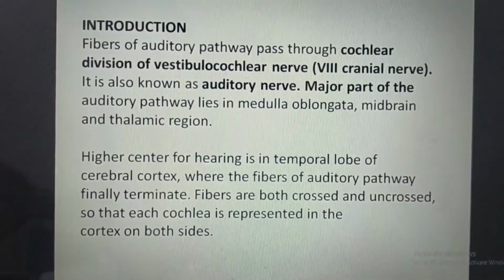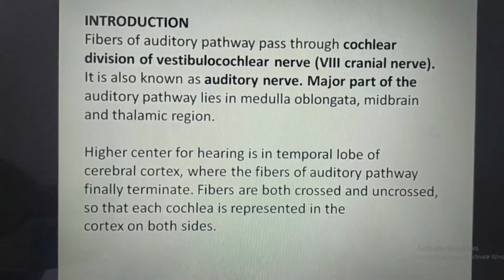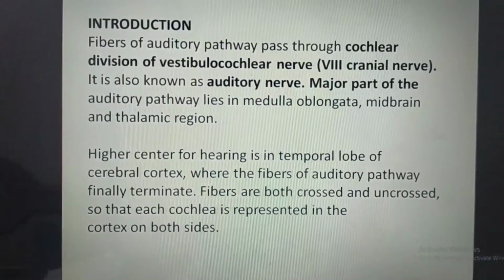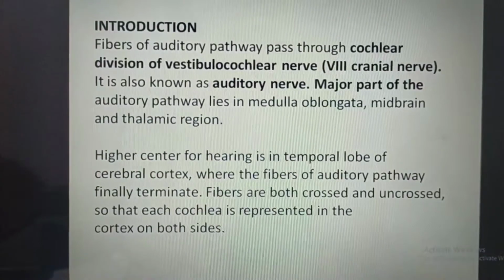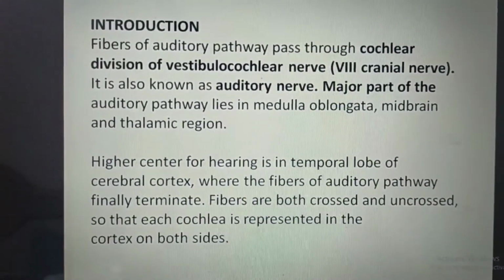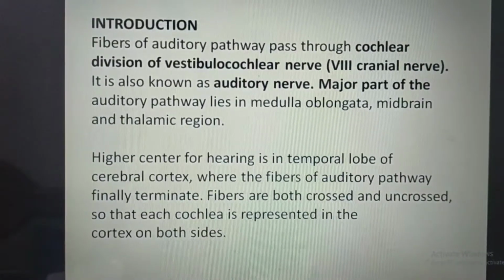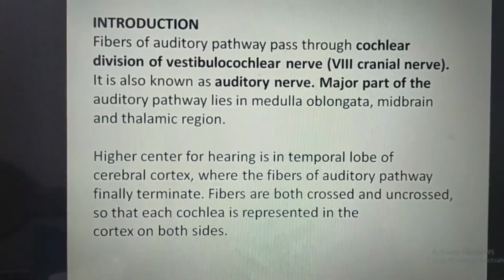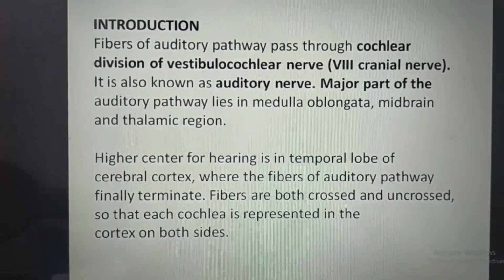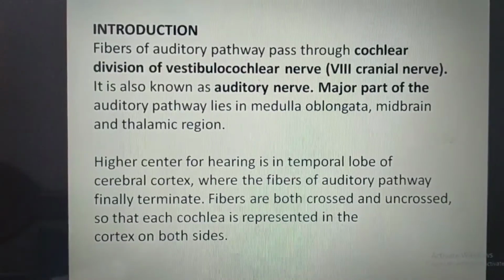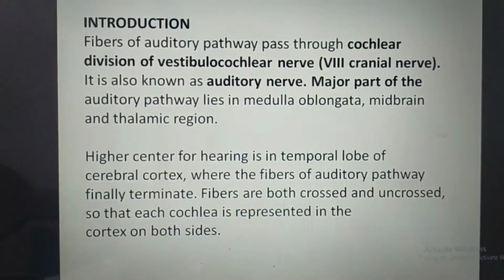Fibers of the auditory pathway pass through the cochlear division of the vestibulocochlear nerve. It is also known as the auditory nerve. The major part of the auditory pathway lies in the medulla oblongata, midbrain, and thalamic region. The higher center for hearing is in the temporal lobe of the cerebral cortex, where the fibers of the auditory pathway finally terminate. Fibers are both crossed and uncrossed, so that each cochlea is represented in the cortex on both sides.